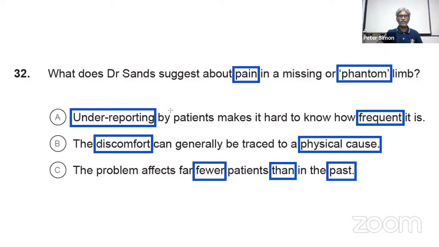Pain is not reported, under-reported, not properly reported. Reported but not properly reported. Instead of 10 times, 1 time reported. Under-reported. The next one. Pain, the reason behind this pain, the cause. Pain in the past was more. Pain is becoming lesser. Fewer number of patients. So past and present comparison, fewer patients, statistics. Try to understand. Focus on these 3 words.